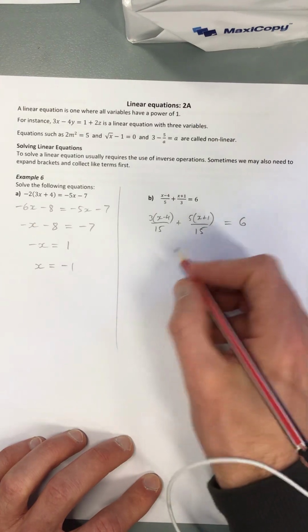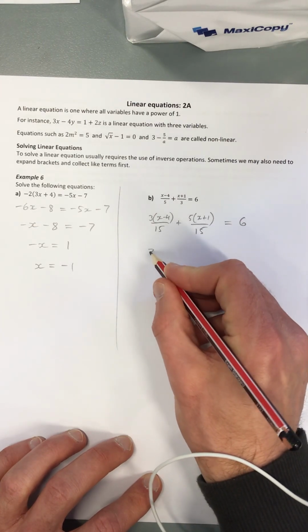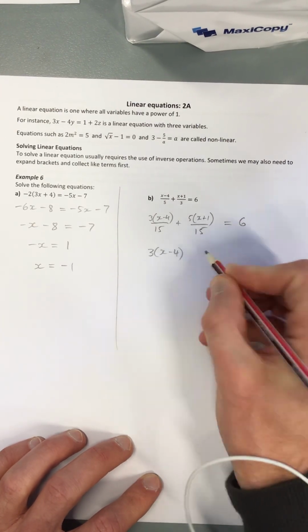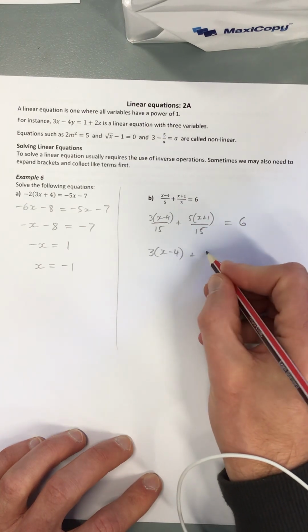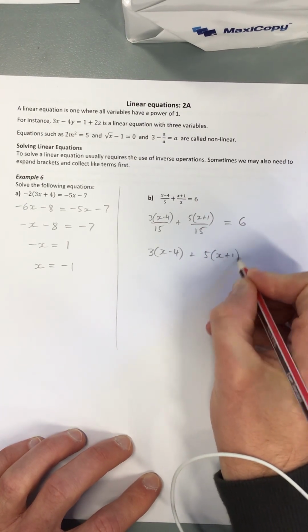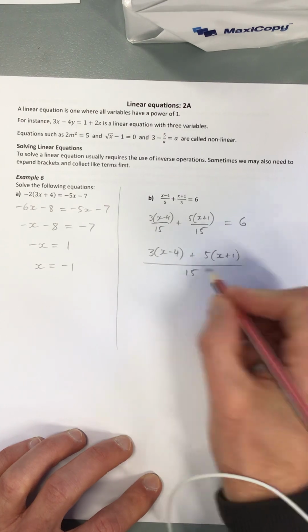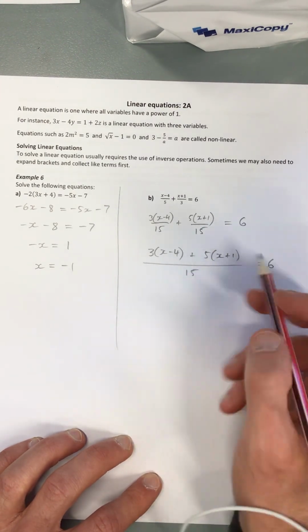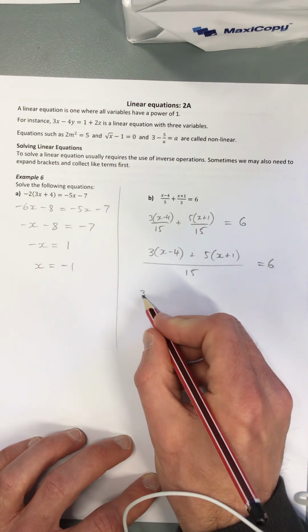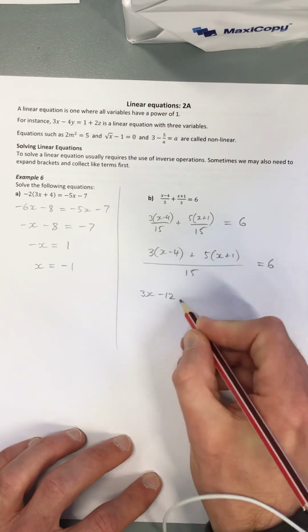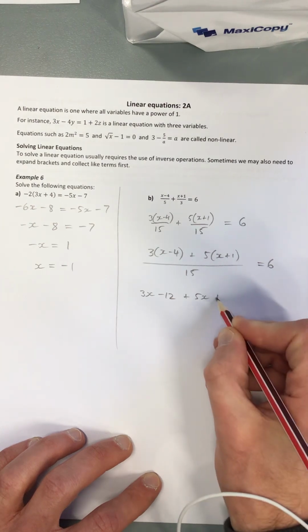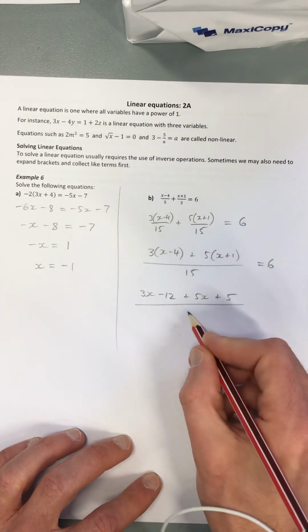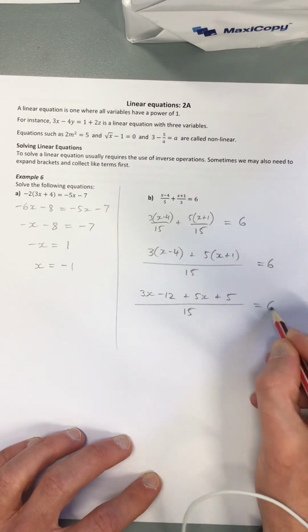Now we can collect that into a single fraction, so we can have 3 times x minus 4 plus 5 times x plus 1 all over 15 equals 6. So we can expand both of those brackets on top now to get 3x minus 12 plus 5x plus 5. It's all still over 15 equals 6.